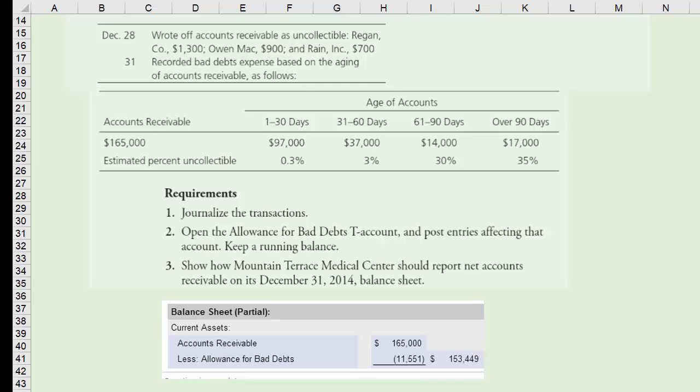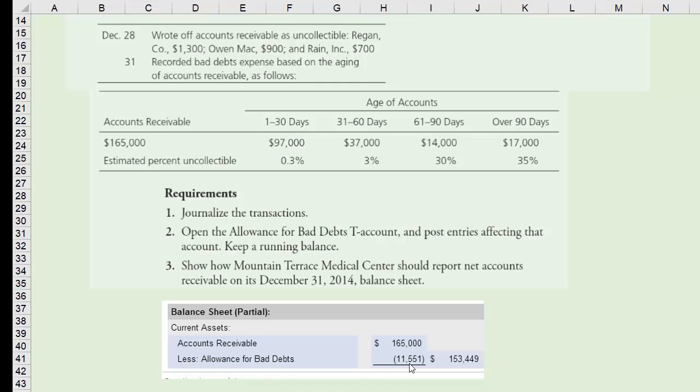Once again I've moved the screen, and now I want to tackle part 3. We journalized the transactions. We created T accounts so that we could see allowance for bad debts and accounts receivable to see how those were impacted. And we came up with what the dollar amount of allowance for bad debts needed to be. It was the $11,551. So the last step is just to show what accounts receivable would look like on the balance sheet. And you see it here.